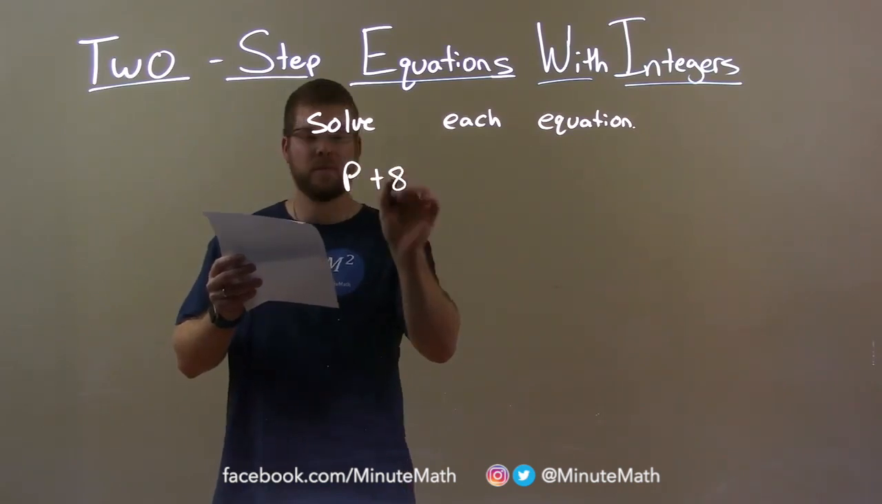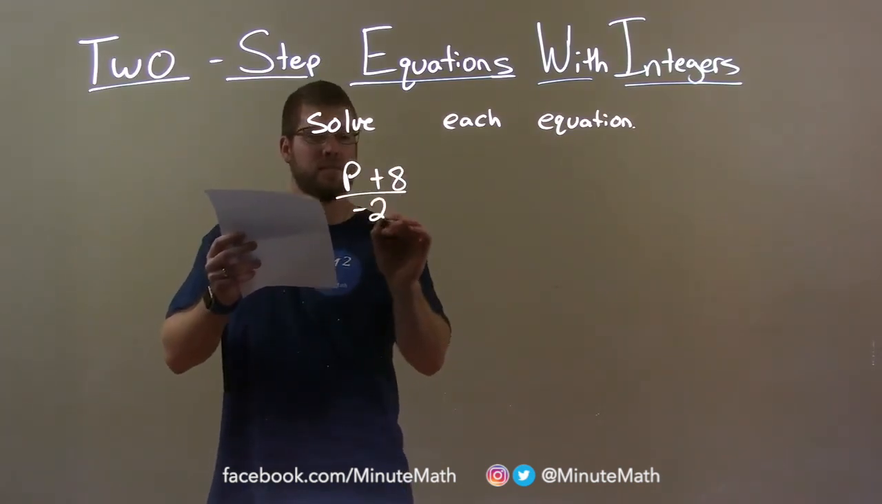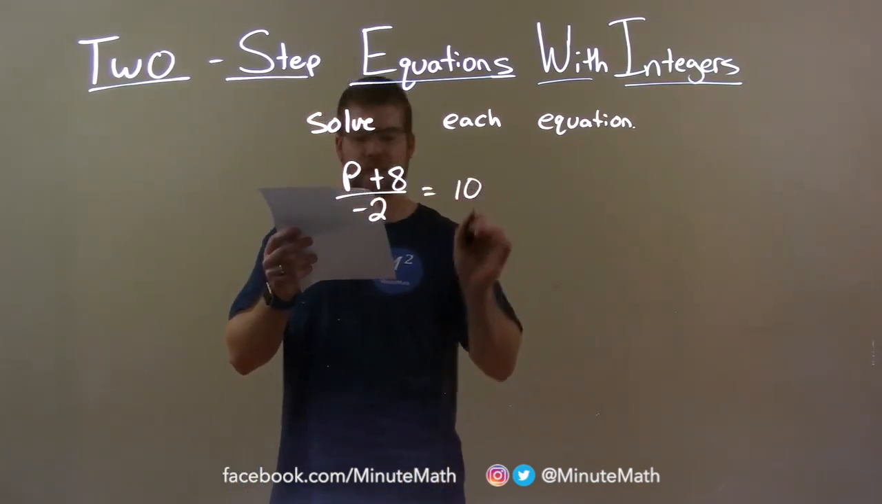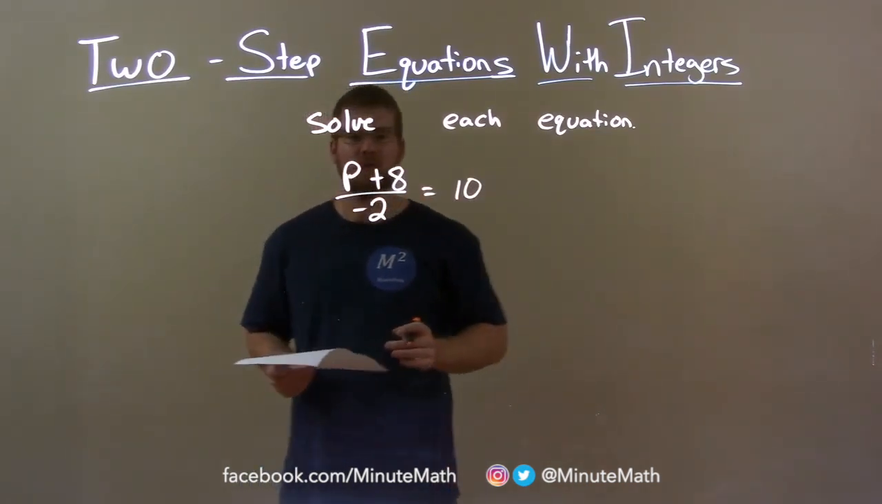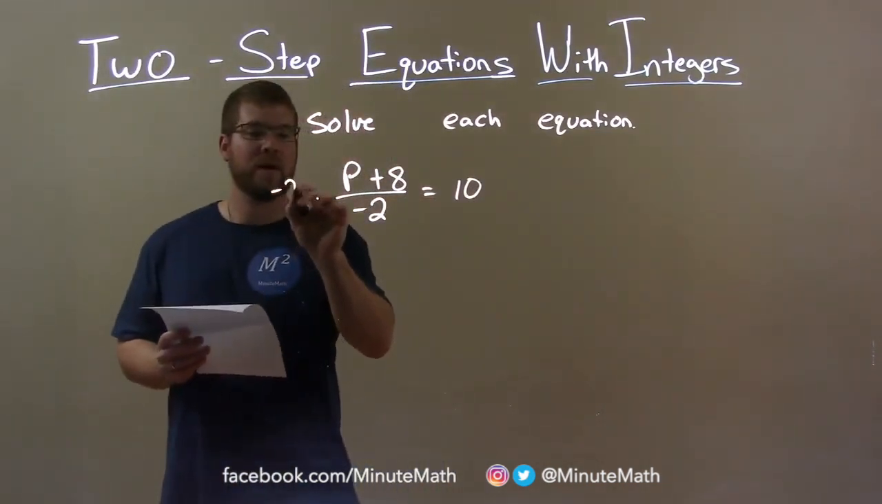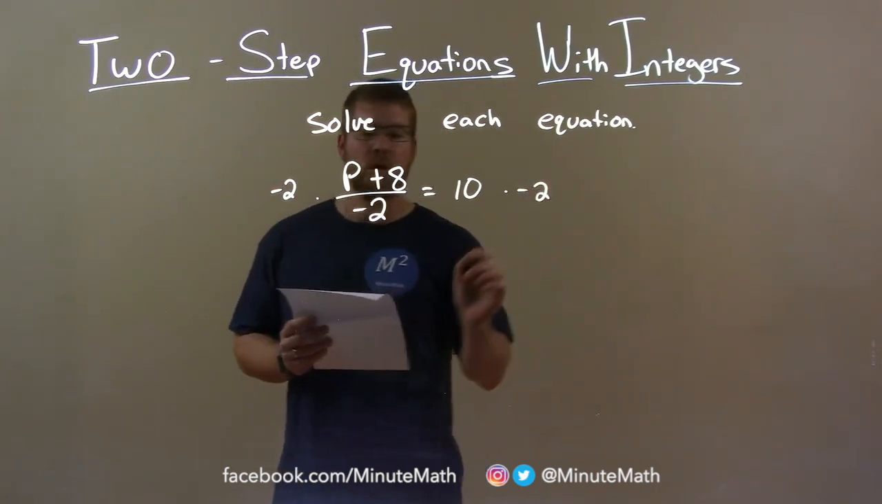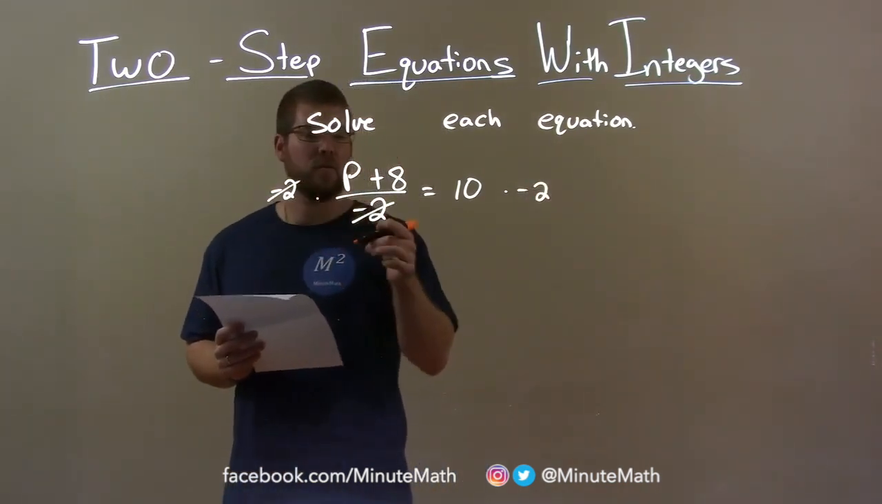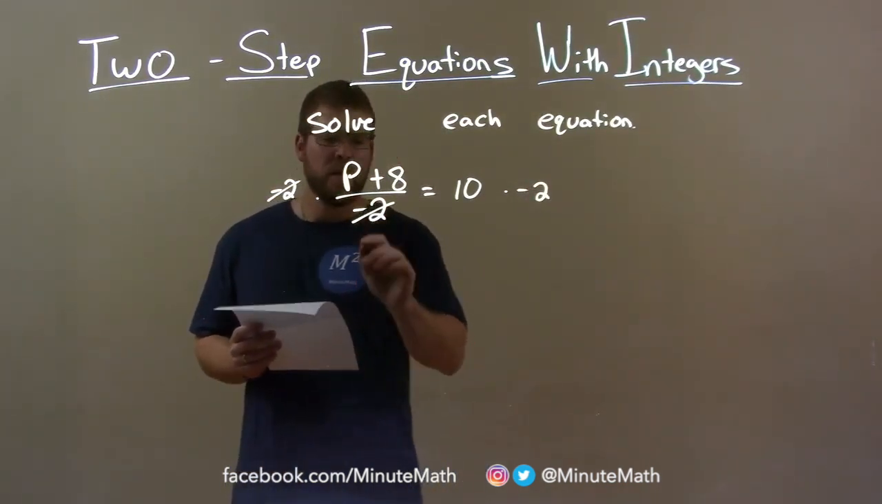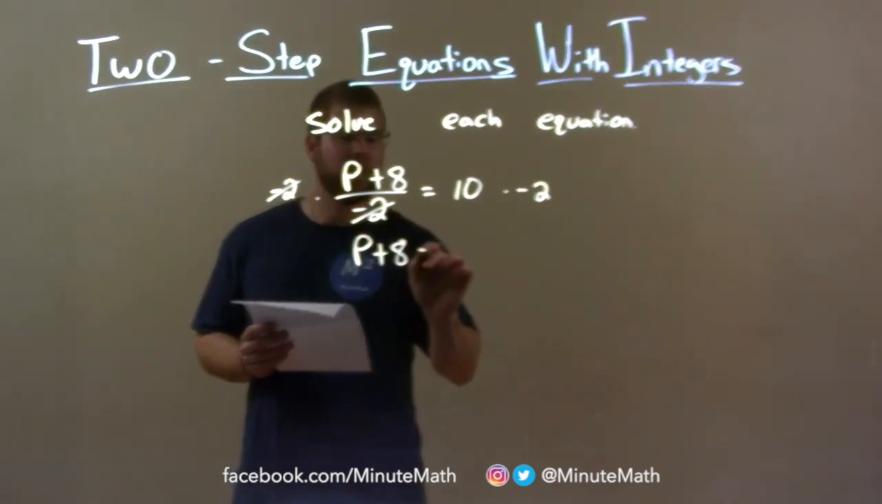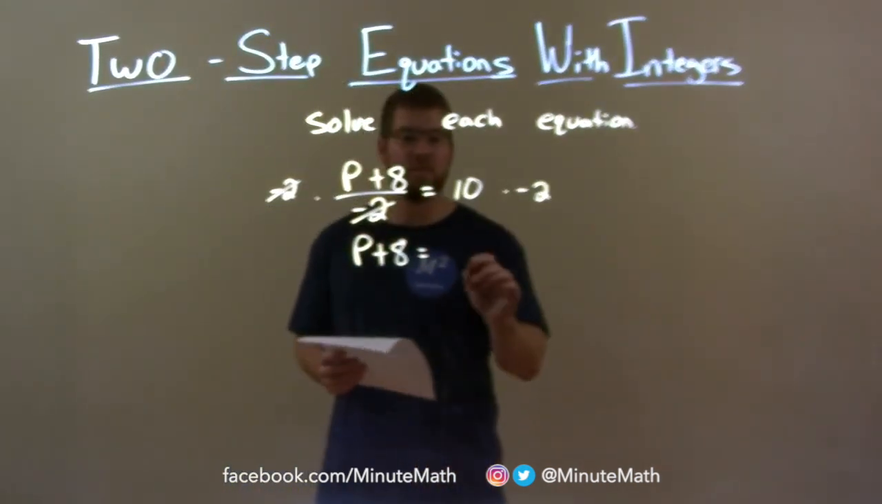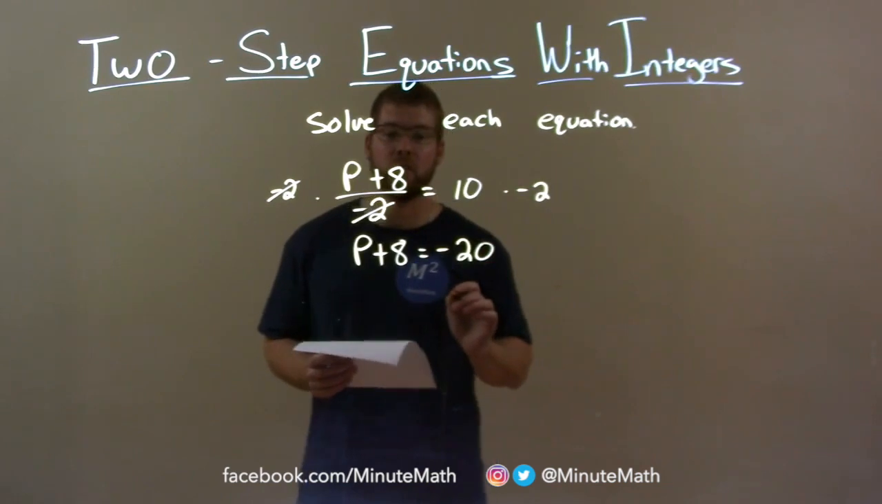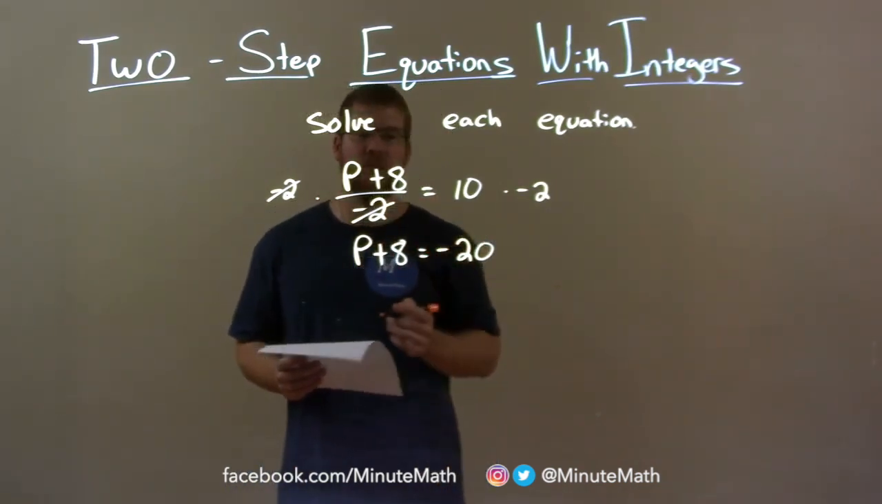p plus 8 over negative 2 is equal to 10. First thing I want to do here is multiply both sides by negative 2. What that does is eliminate the negative 2 in the denominator right there. That gives me p plus 8 by itself on the left. Now 10 times negative 2 is a negative 20 on the right. Now p plus 8 equals negative 20.